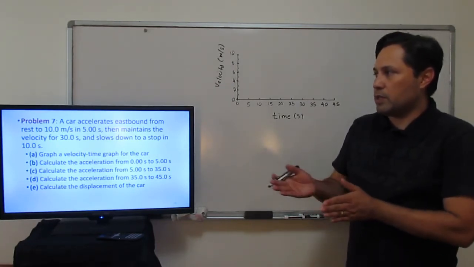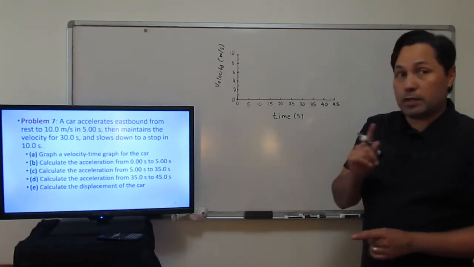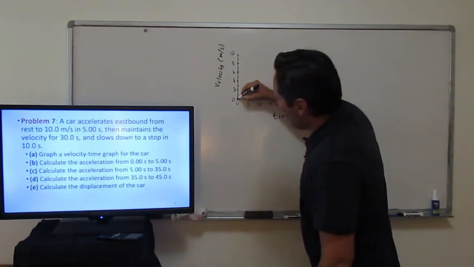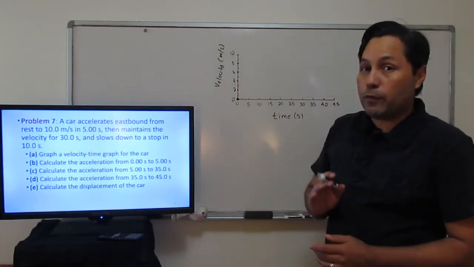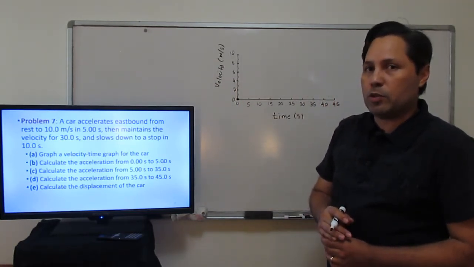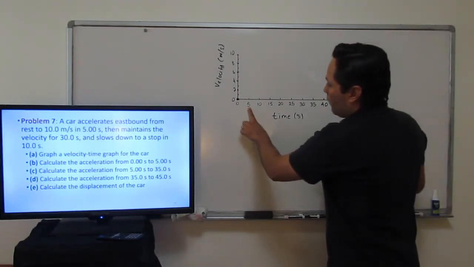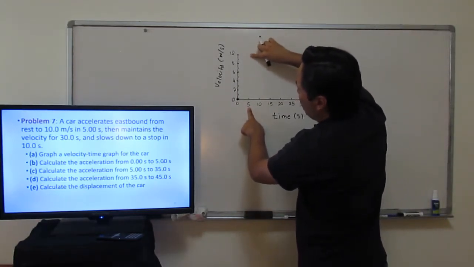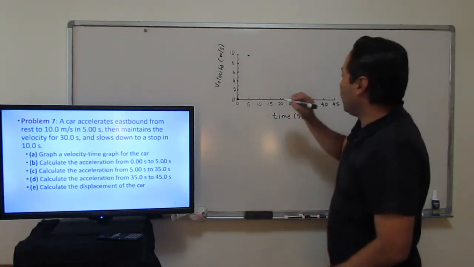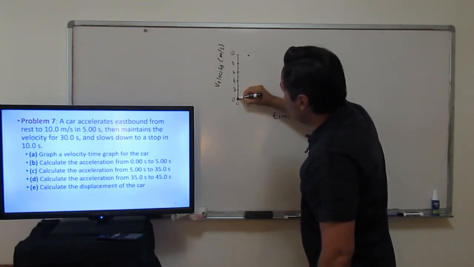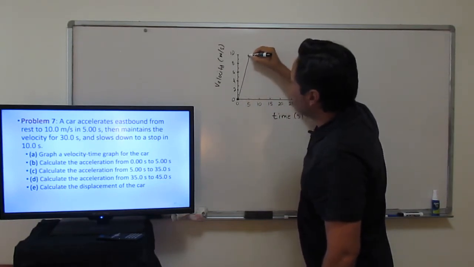So one more time, it says the car accelerates eastbound from rest. It's at rest, so therefore it is not moving, so its velocity is 0, and that's where we're starting from, right at that point. It begins to accelerate for 5 seconds and reaches a velocity of 10 meters per second. So at 5 seconds, it reaches a velocity of 10 meters per second. So I'm going to put a dot right there, and I'm going to connect both of those dots with just a straight line. We're going to assume constant acceleration.